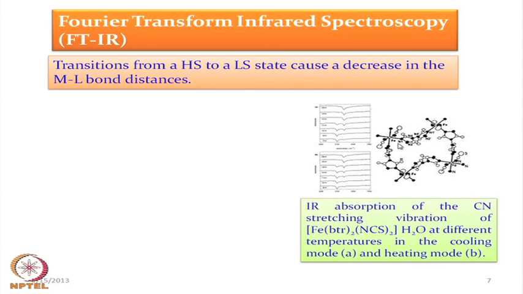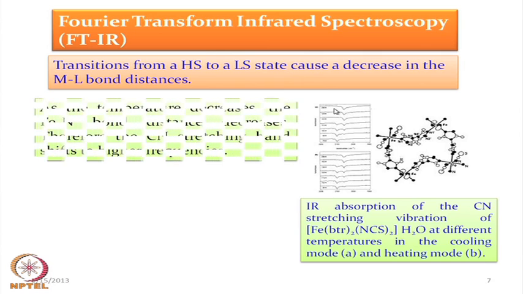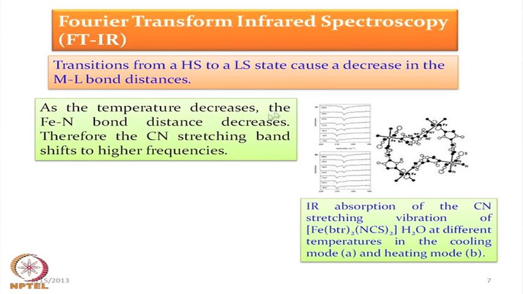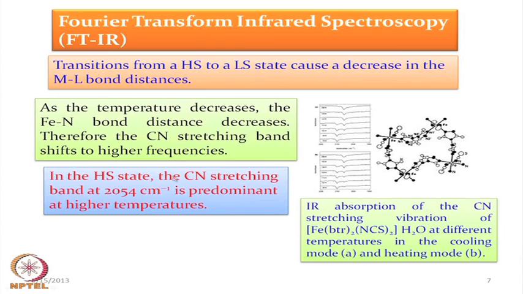Here the cyanide groups are attached to this particular iron site, so CN can be monitored from the thiocyanate groups. This CN stretching vibration of Fe BTRs is another ligand set, but of a similar type to what we have seen for orthophenanthroline, and water is the water of crystallization, at different temperatures in the cooling mode and the heating mode. As we go for cooling and come back again through the heating mode, it gives rise to the corresponding change in the CN stretching bands, shifting from one spin state to the other spin state.